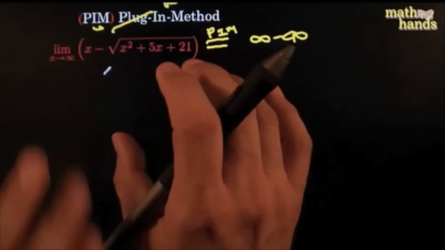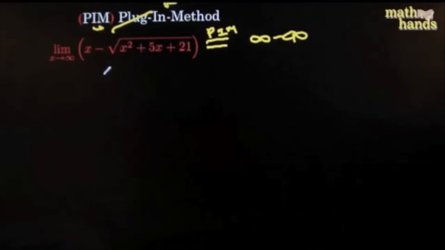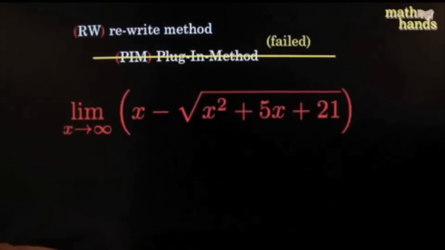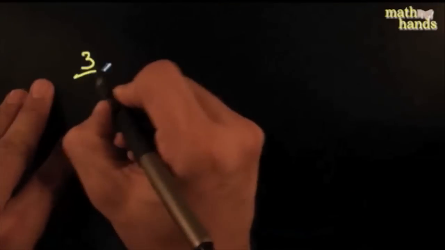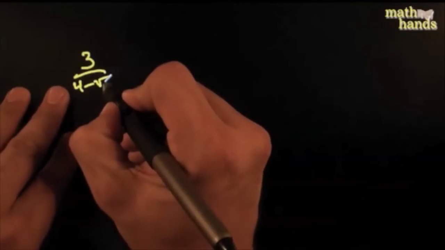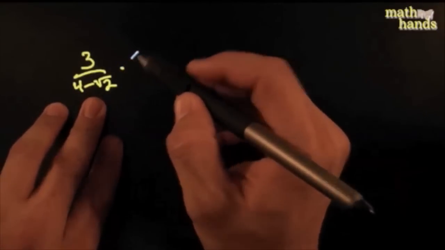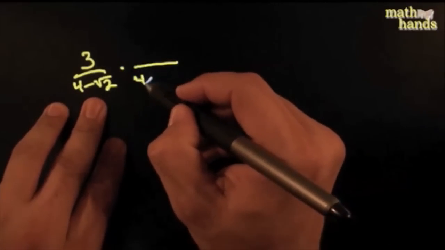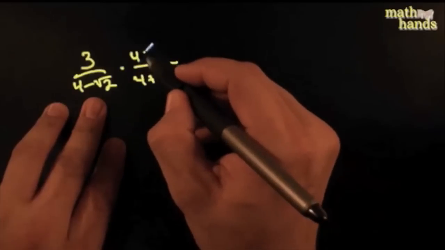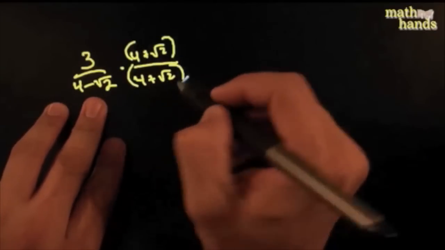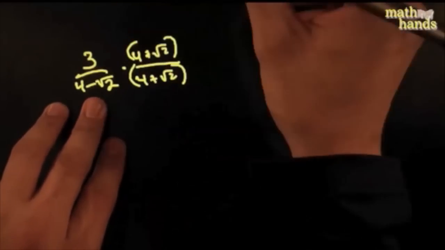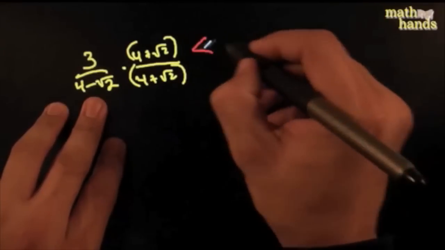The rewrite involves a famous idea from a long, long time ago. Let me do it here. Clear this page. Let me remind you of a famous idea from algebra. You remember when you had 3 over 4 minus the square root of 2, and your teacher always told you, hey, you got to rationalize the denominator. You multiply top and bottom by the conjugate on the bottom. You guys remember that? This is a famous idea. This was the idea of conjugates.